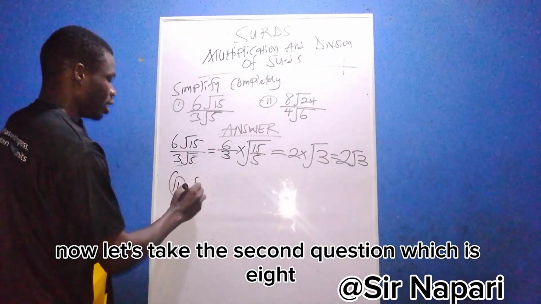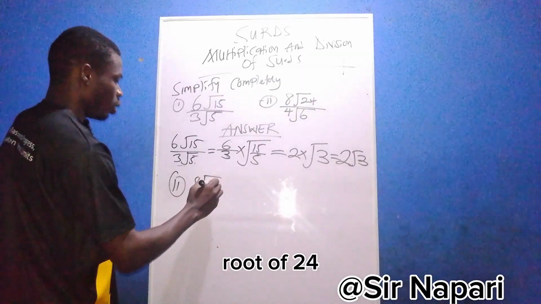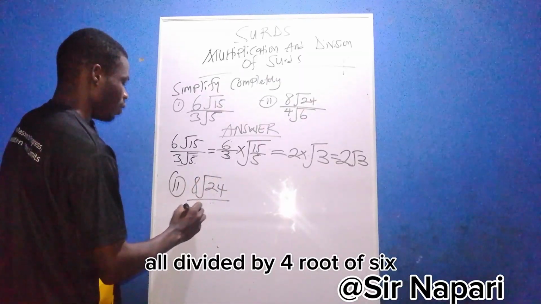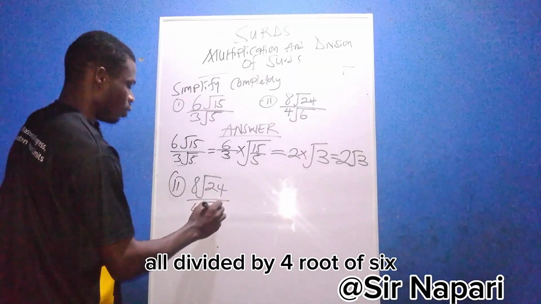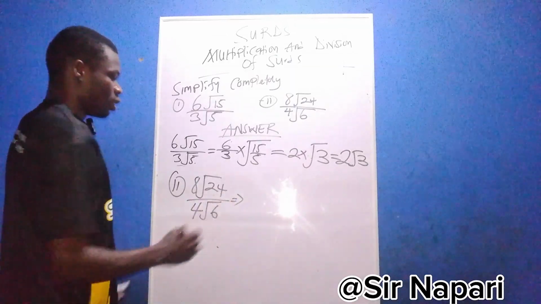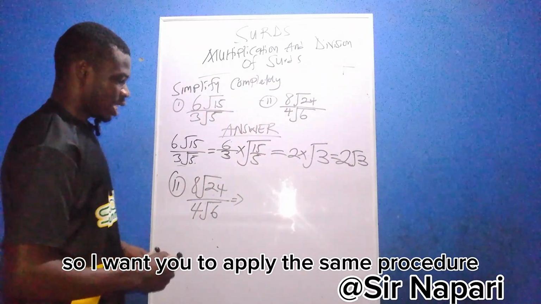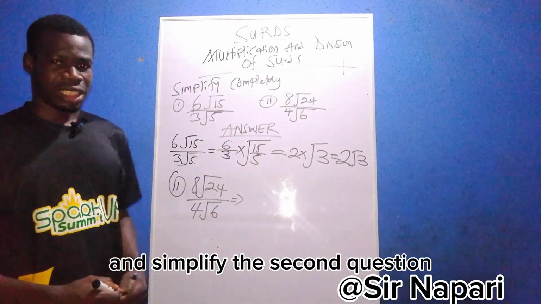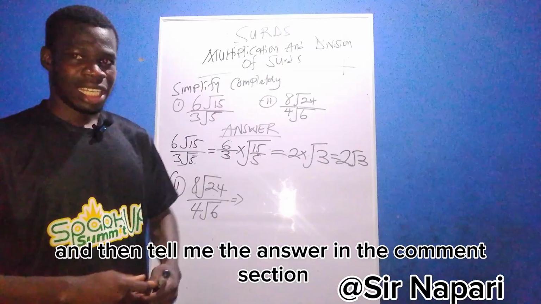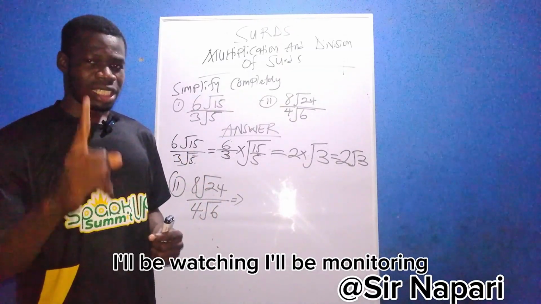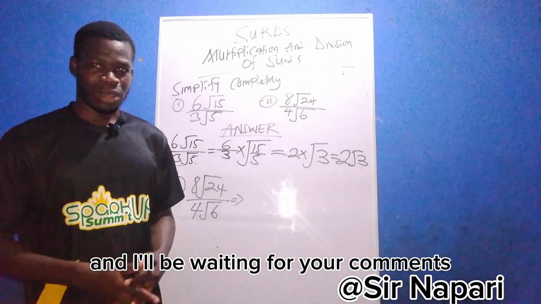Now let's take the second question, which is 8 root of 24 all divided by 4 root of 6. I want you to apply the same procedure and simplify the second question and then tell me the answer in the comment section.